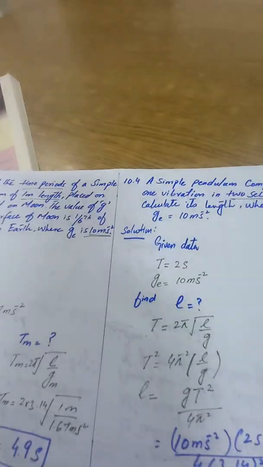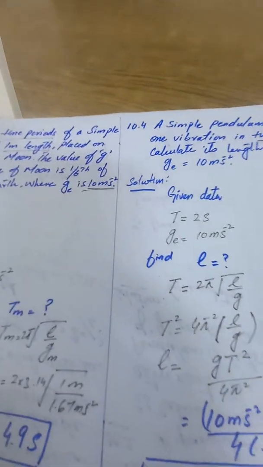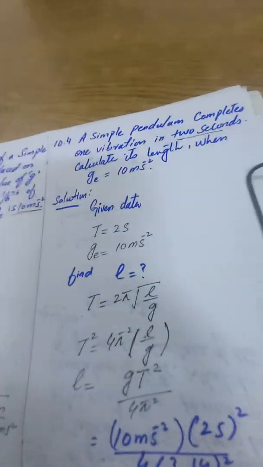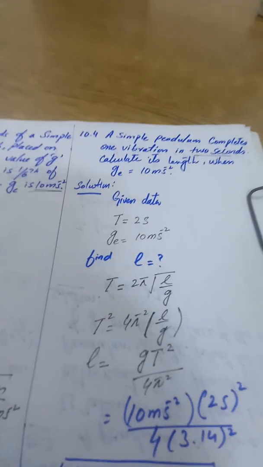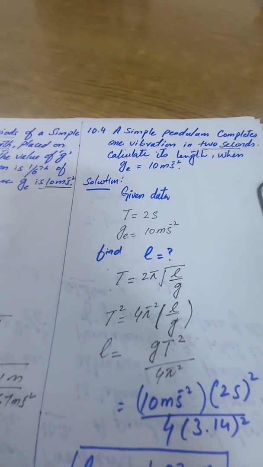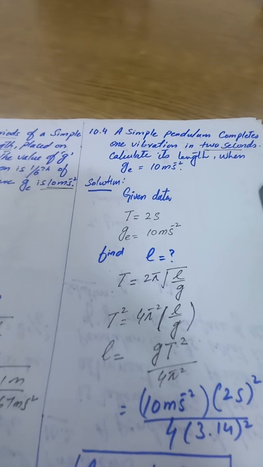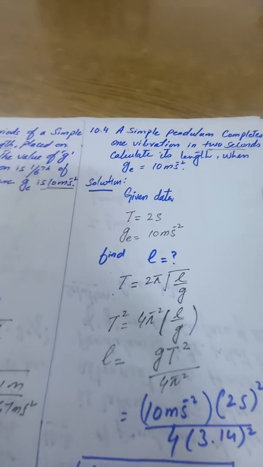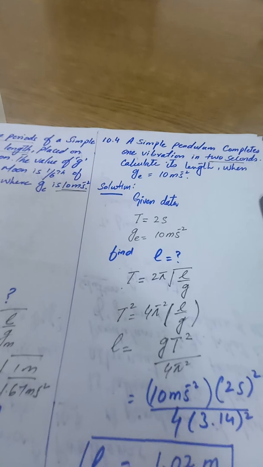So these are the numerical problems which are solved by the expression T is equal to 2 pi square root of L over g. From 10.5 to 10.10, these numerical problems are solved by the relation v is equal to f lambda.